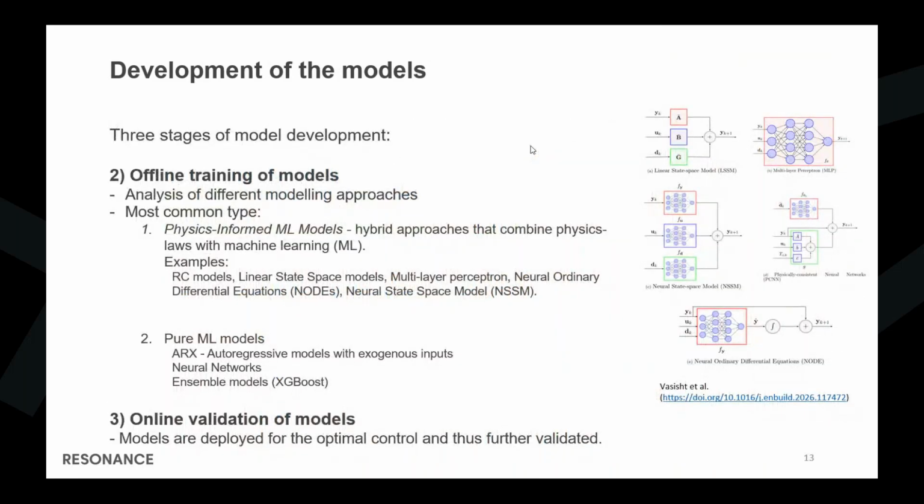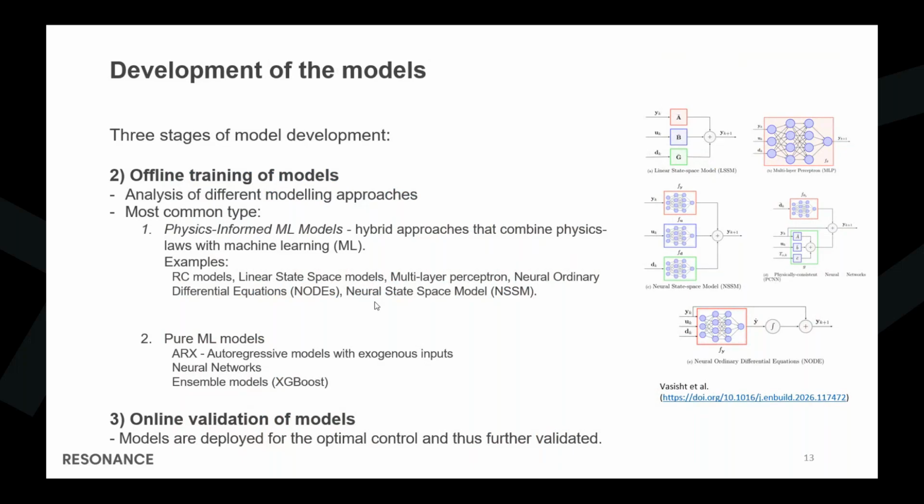Now, the second stage of the model development is offline training of the models. Here we do some analysis of different modeling approaches and structures. The most common type of models that we use are physics-informed machine learning models, which represent hybrid approaches that combine physics laws with machine learning. Examples of these models are RC models, linear state-space models, nodal ordinary differential equations, and nodal state-space models. These are essentially physics-inspired models that use machine learning for the parameter identification, right?